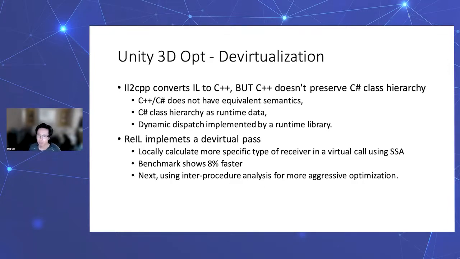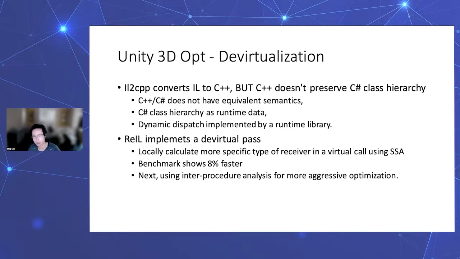So what does IL to CPP do? It actually captures the C# class hierarchy as runtime data. Which means when the app starts, you will populate this class hierarchy. And then the dynamic dispatching will be implemented by a runtime library.